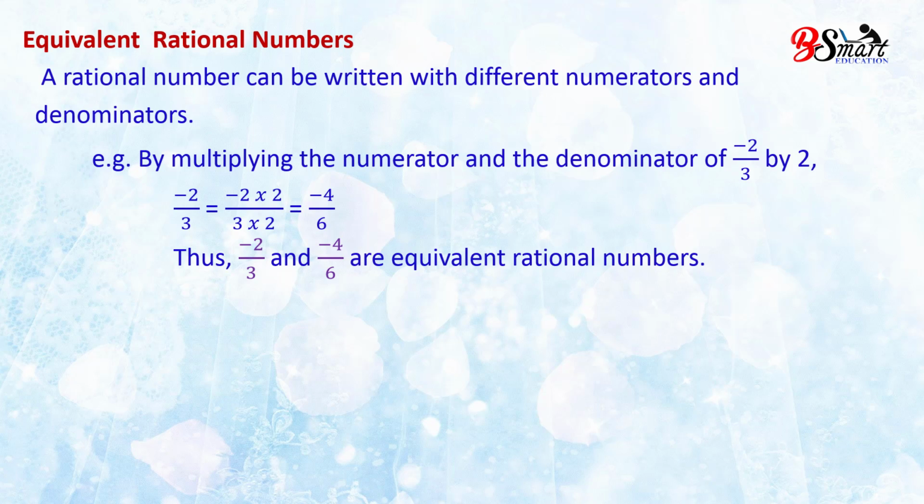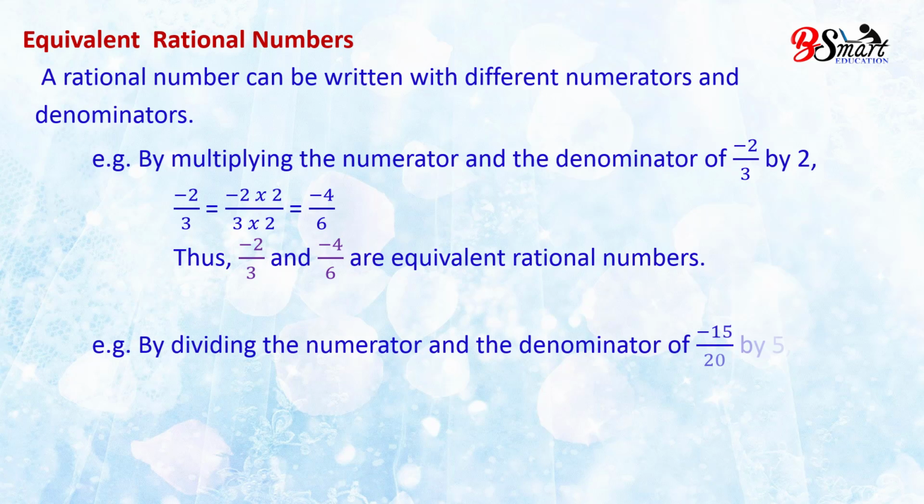By multiplying the numerator and denominator of a rational number by the same non-zero integer, we obtain another rational number equivalent to the given rational number. This is exactly like obtaining equivalent fractions. Just as with multiplication, the division of the numerator and denominator by the same non-zero integer also gives equivalent rational numbers.